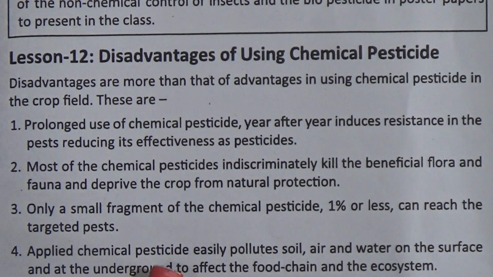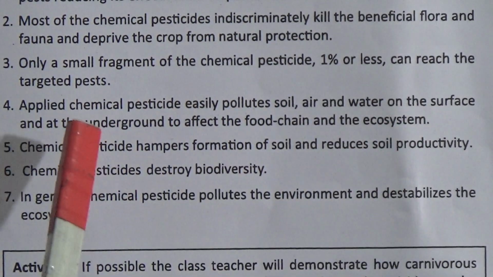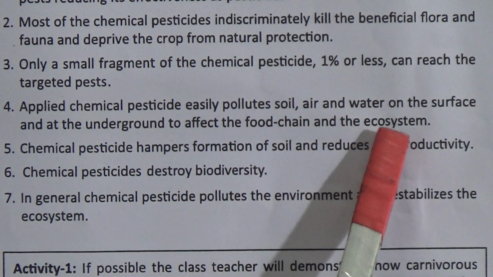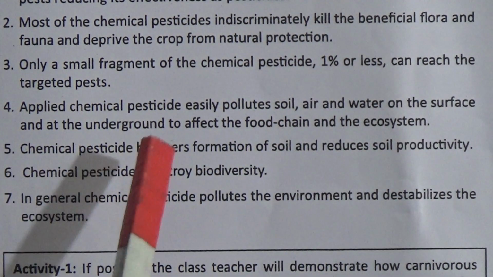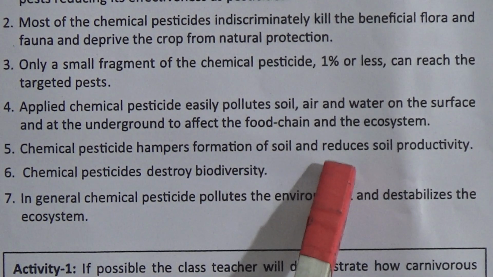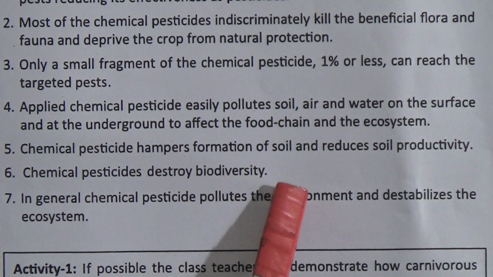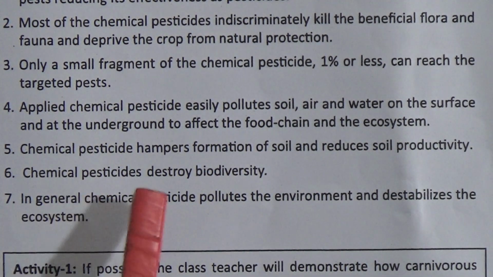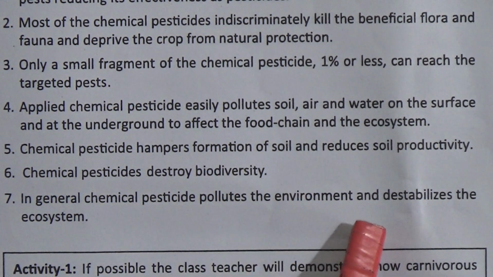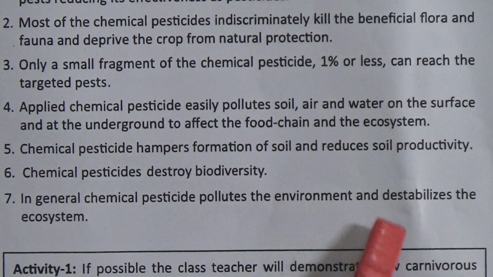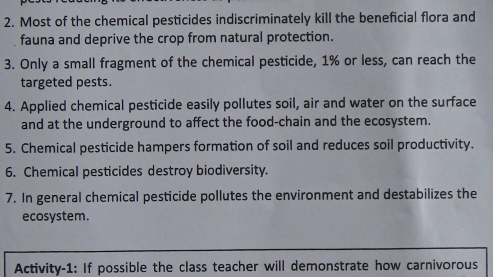Applied chemical pesticide easily pollutes soil, air and water on the surface and at the underground to affect the food chain and the ecosystem. Chemical pesticide hampers formation of soil and reduces soil productivity. Chemical pesticides destroy biodiversity. In general, chemical pesticide pollutes the environment and destabilizes the ecosystems.